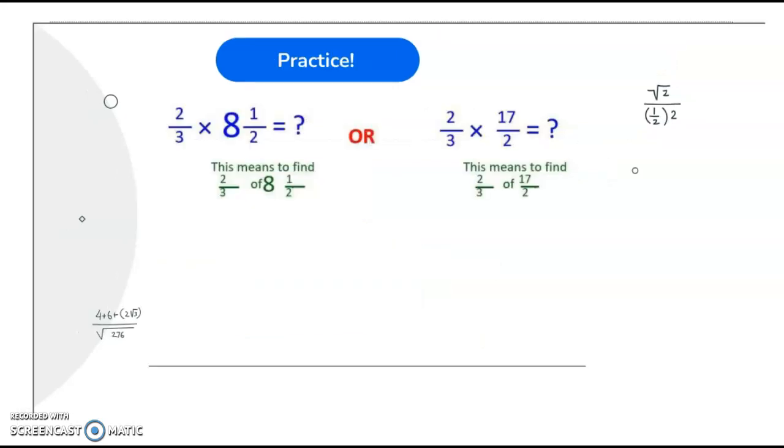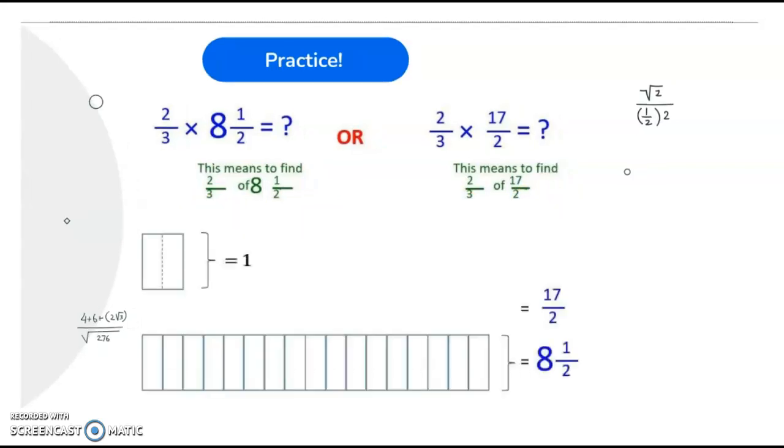Okay, let's practice. 2/3 times 8 1/2. This means to find 2/3 of 8 1/2, or 2/3 times 17/2, 17 halves. This means to find 2/3 of 17 halves. Two-thirds times 8 1/2, or 2/3 times 17 halves.